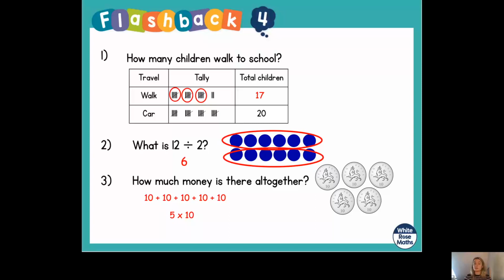So let's count up in steps of 10 5 times. Can you tell me when we've counted 5 times? Okay, 10, 20, 30, 40, 50. I can hear you telling me to stop counting. And what number did we get to? We got to 50. So there is 50 pence here altogether. Brilliant, Year 2. Well done if you got those right. Now let's carry on looking at pictograms.